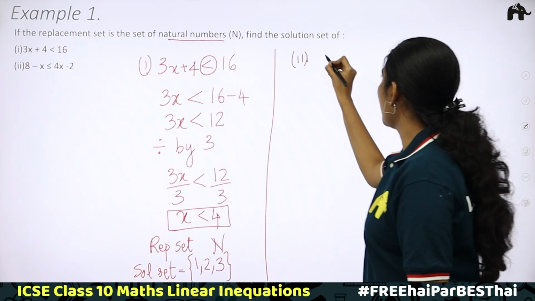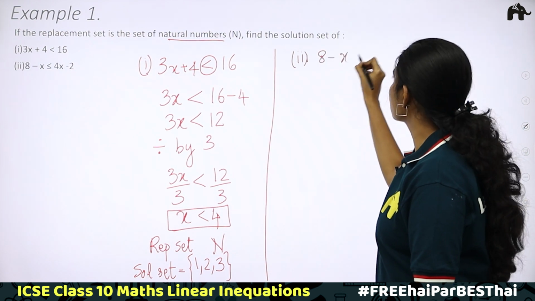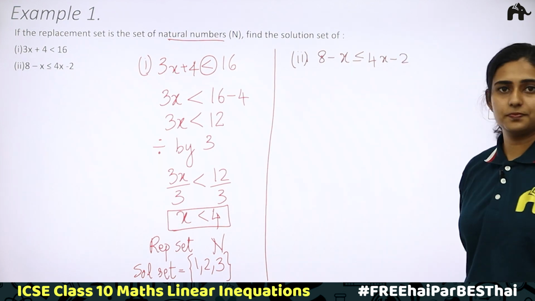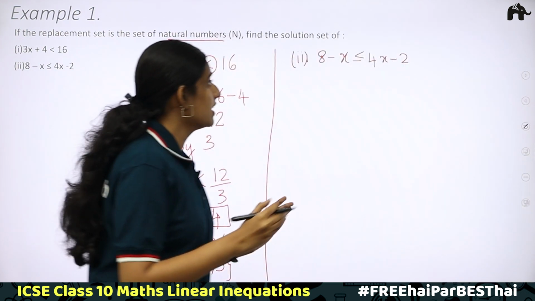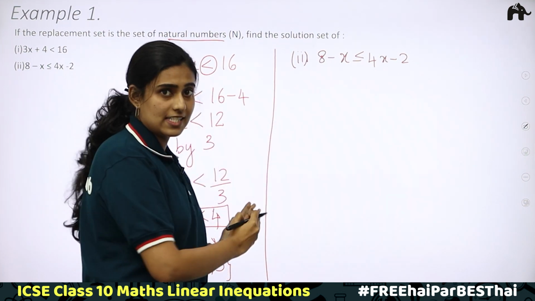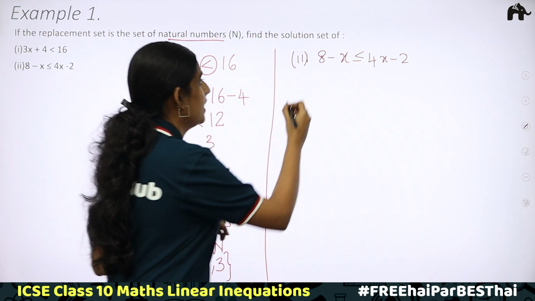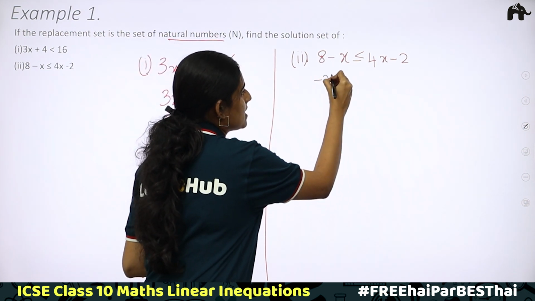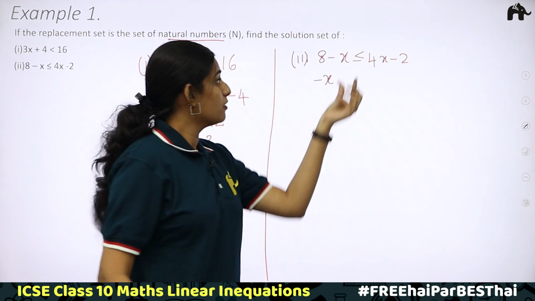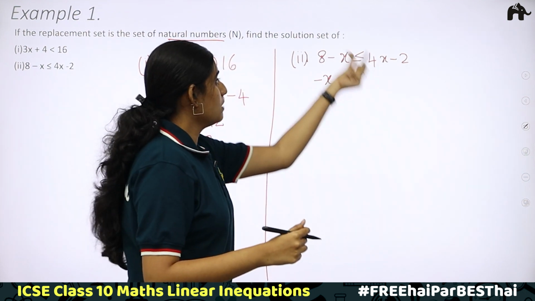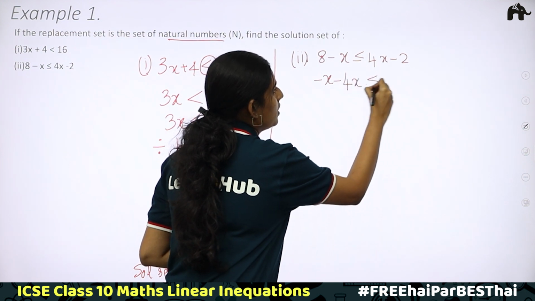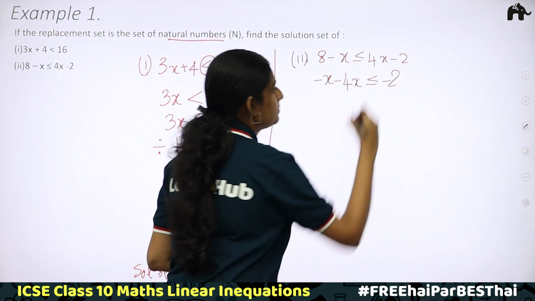Second question. We have 8 minus x less than or equal to 4x minus 2. Clear? What do you have to do next? We have to take x containing terms, that is the variable terms, to one side and the constant terms to the opposite side. Here we have minus x, bringing 4x from the right hand side to the left hand side. 4x is positive, it becomes negative. That is minus 4x less than or equal to minus 2.